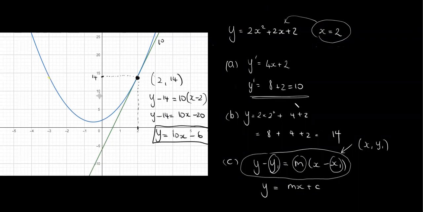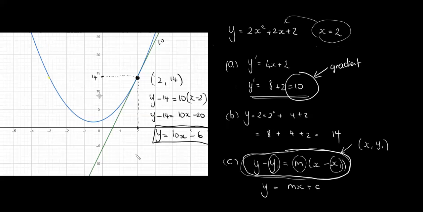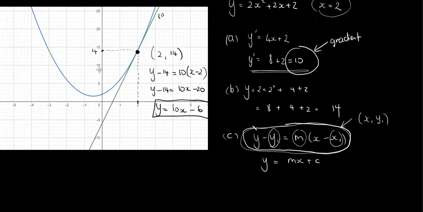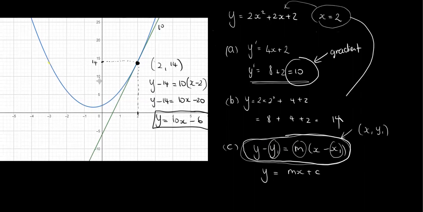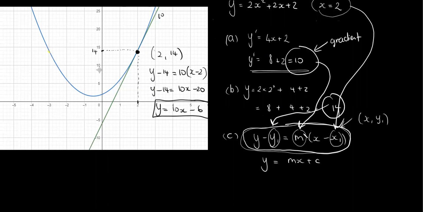So you see, this value here is only giving you the gradient value. It's not giving you the equation. It's only after you plug it into this formula here, which is an equation of a straight line. Because this is a straight line, you have to use an equation of a straight line. So you have to plug in the x value here, we found the y value here, that goes in here, and the gradient goes over here. Then you can find the equation of the tangent.